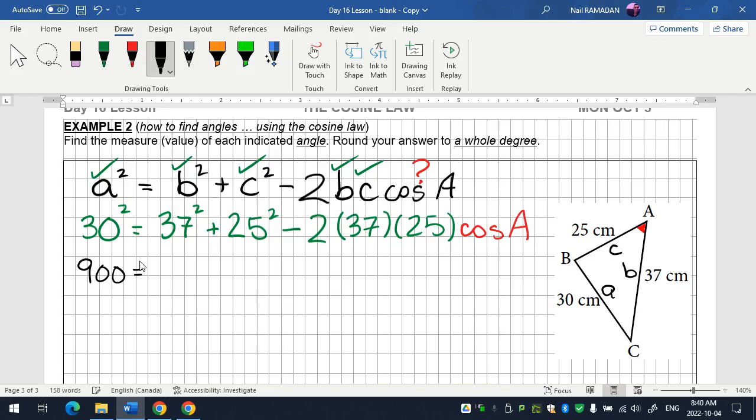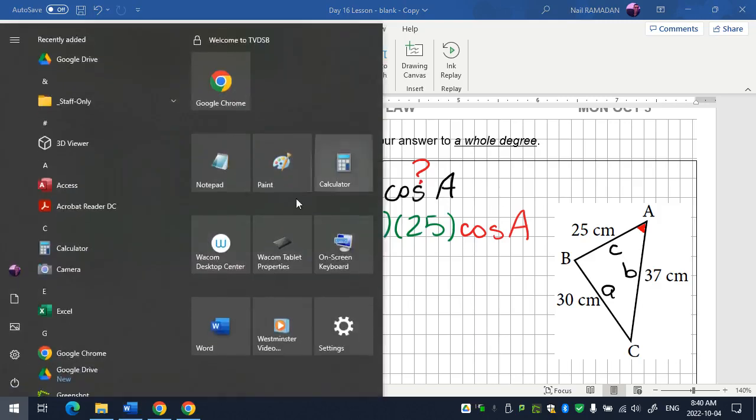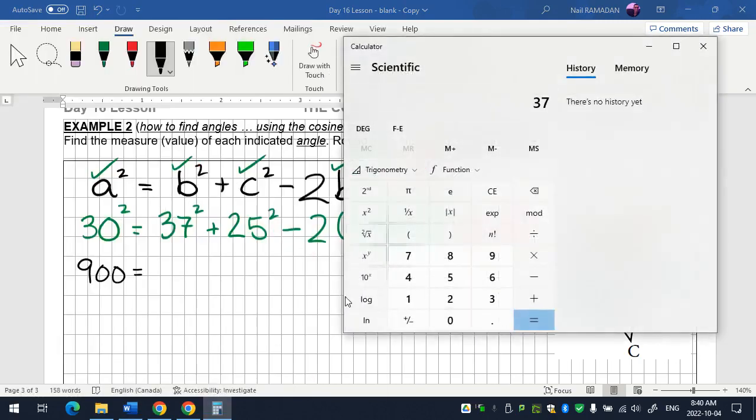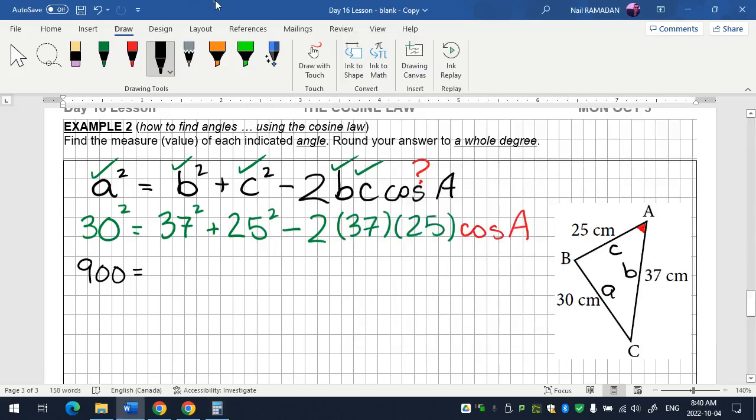What's 37 squared? All right, we can find that out. 37 squared is 1369. Plus, what's 25 squared? I know this one. It's one of the famous squares in math. 625.